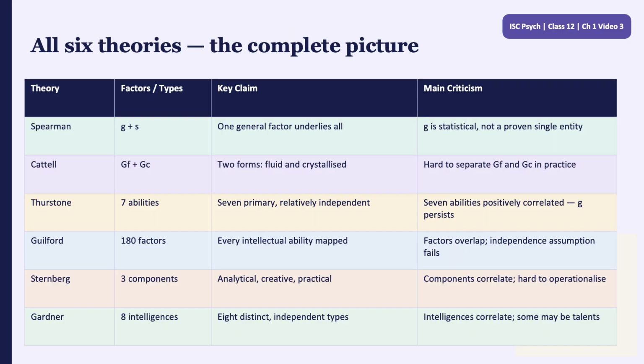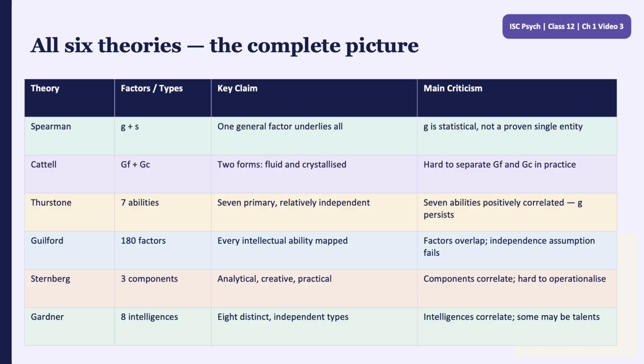So we have covered all 6 intelligence theories. So let us now look at the 6 theories together. Spearman gave us one general factor, the maximally unified view. Cattell said that general factor has 2 forms. Thurstone said there are 7 primary abilities. Guilford, on the other hand, said there are 180 abilities.